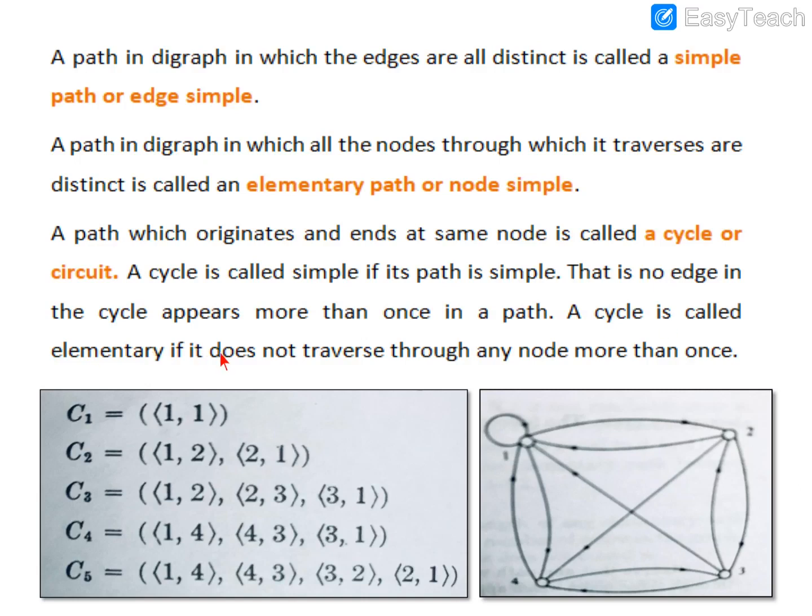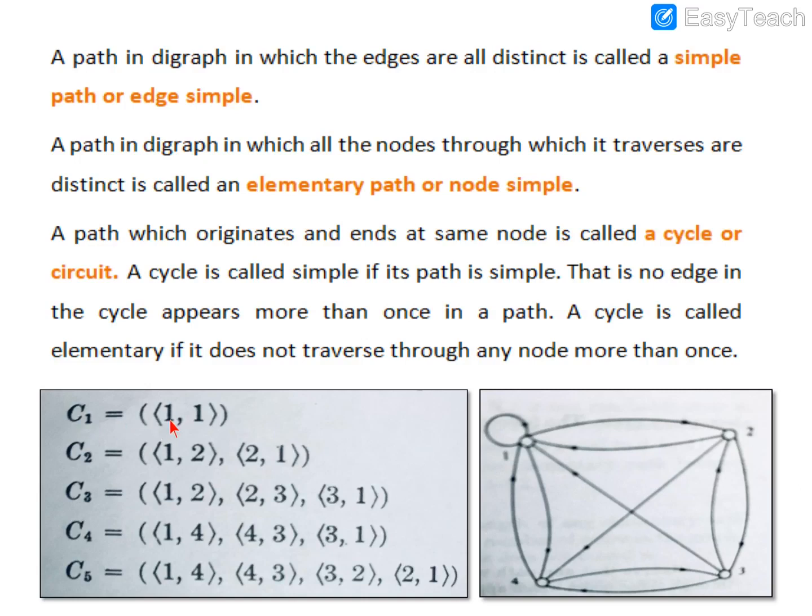A cycle is called elementary if it does not traverse through any node more than once. A cycle is an elementary cycle if it traverses through every node only one time. No node is repeated more than one time.